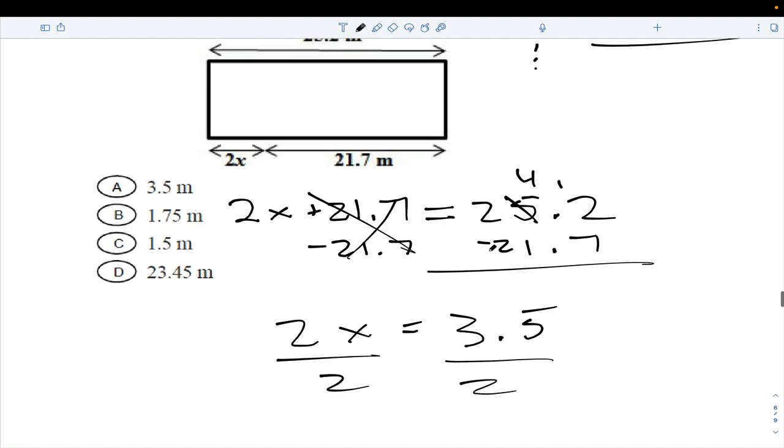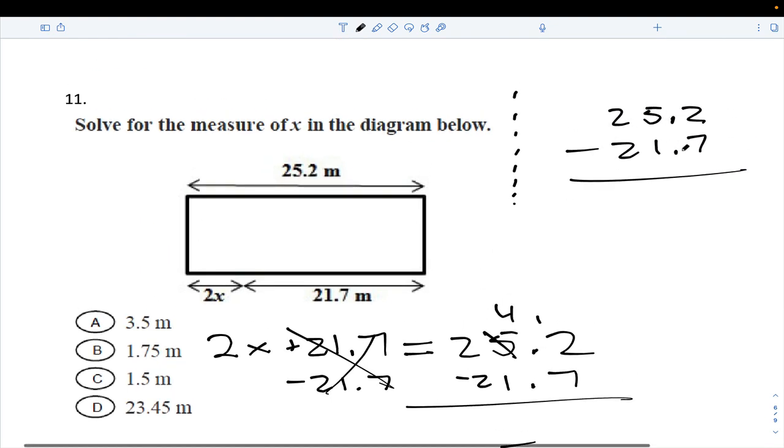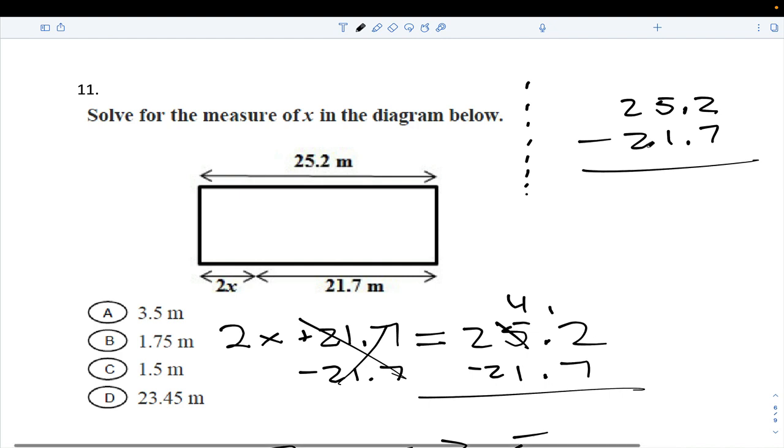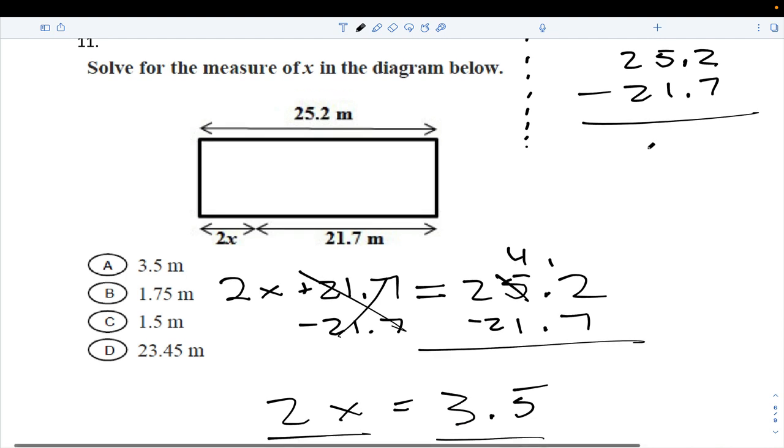1.75 is correct. Did you start out by subtracting 25.2 and 21.7? 21.7 subtract 25.2, and then I divided 2 by 3.5. Beautiful. So you did these two steps, Lauren, exactly as we're doing right now. You just did it all mentally, and so you're at the right steps and you're solving it correctly.